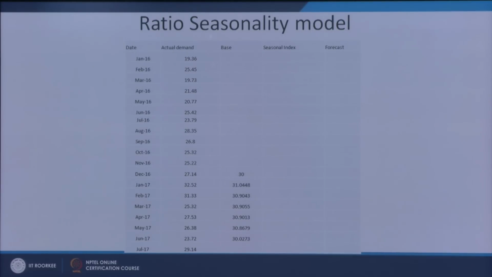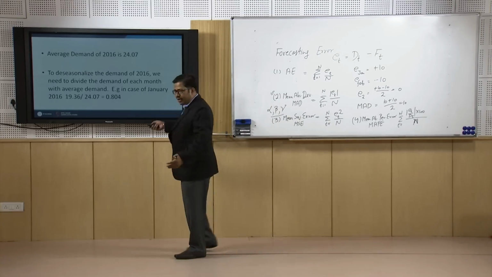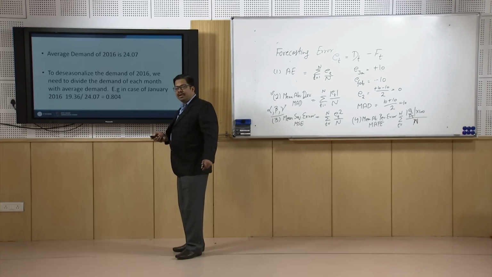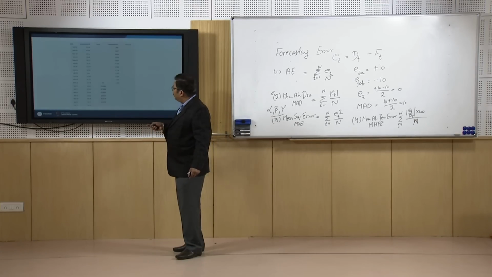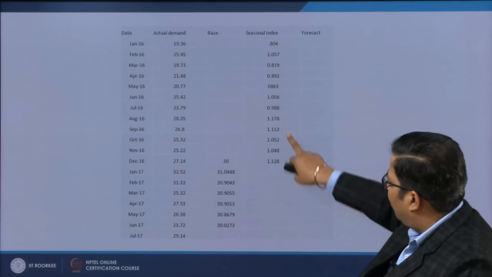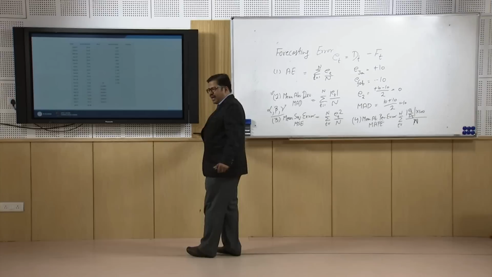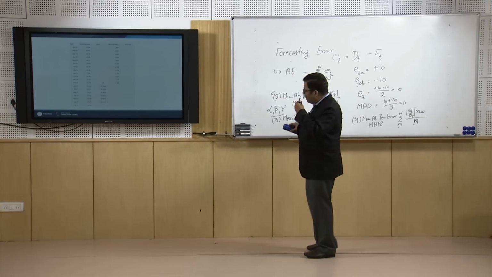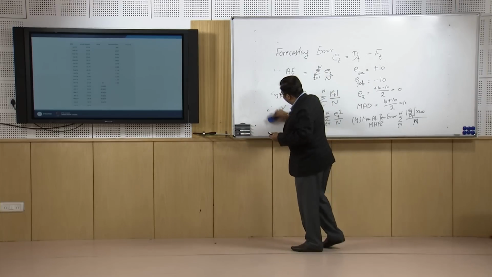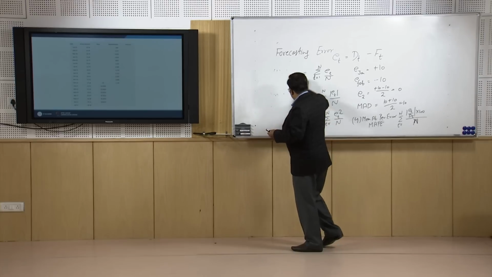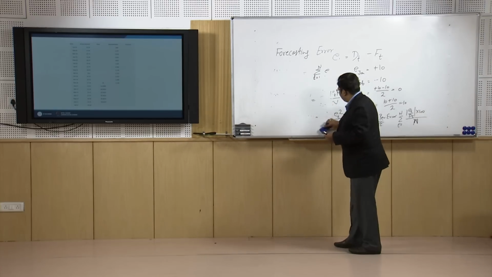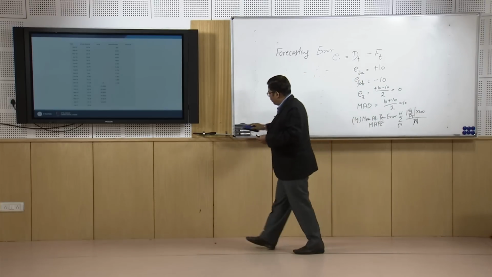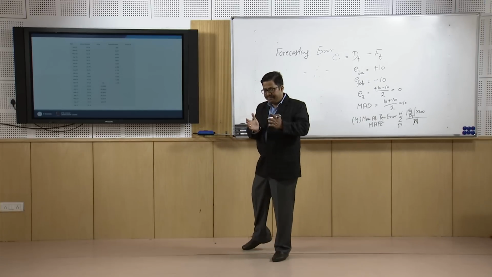Now, once we have assumed that ratio seasonality is best suited for this case, we go for deseasonalization, as we have already discussed, by dividing the actual demand by the average demand of a particular period, and then we determine the seasonal index of different periods. Once we have determined the seasonal index, since it is a ratio seasonality model under exponential smoothing, we need to see how to determine the forecast. Since it is a ratio seasonality case, now we will go in the reverse direction.